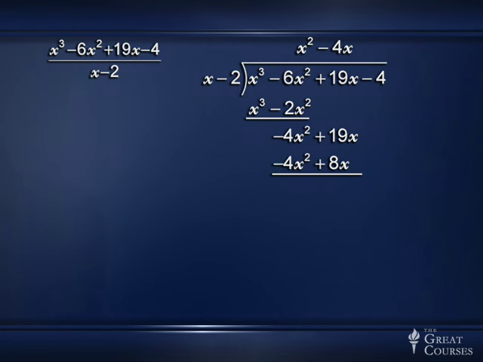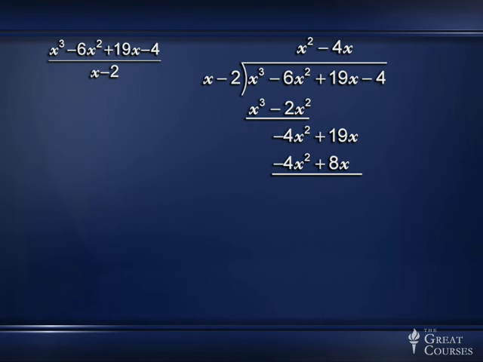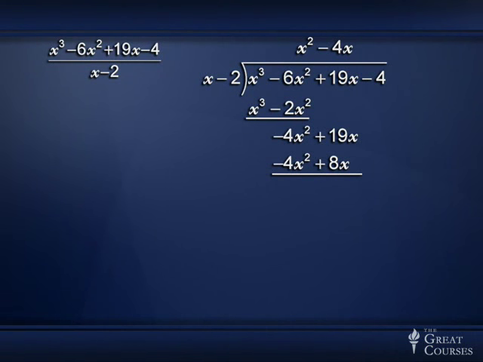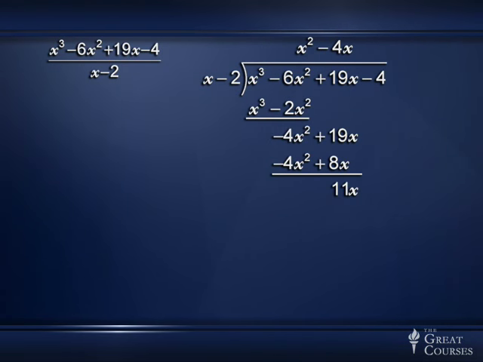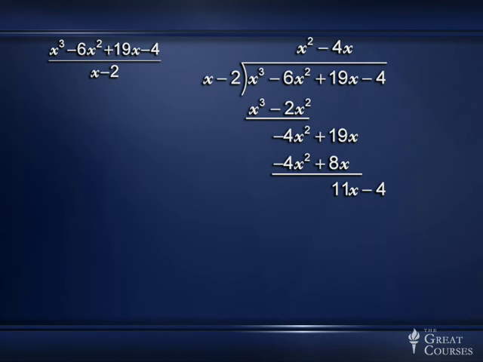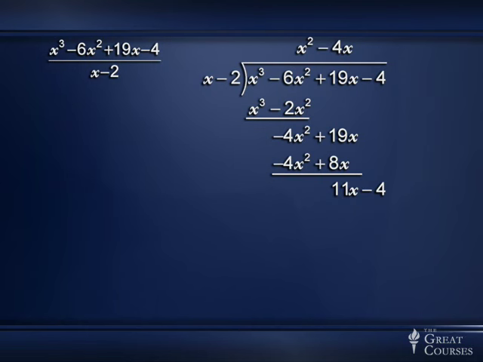And now I have to subtract all of that. And again, I've got to distribute that minus sign carefully as I go. Negative 4x squared minus the other negative 4x squared is 0. 19x minus 8x is 11x. So now I have an 11x there, and now I just do the same thing again, drop the minus 4. So now I have 11x minus 4.